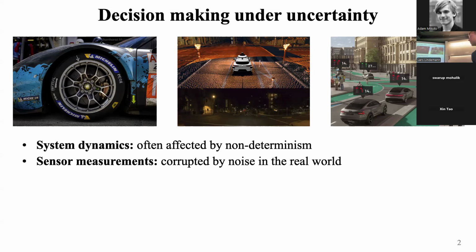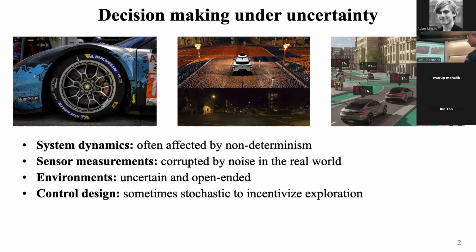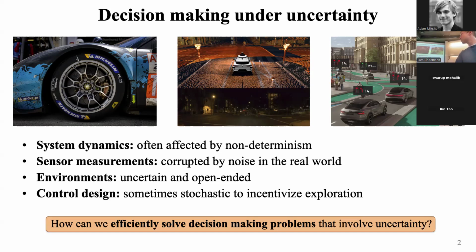Another, obvious reason is that you have sensor measurements. We just talked about partial observability. You may have sensors that may not capture all states or that may be corrupted by noise in some shape or form. We may also have an environment that is uncertain and open-ended, as we looked at. And sometimes even the control design itself is stochastic; if you look at some RL literature, the controllers are stochastic themselves. So there are various reasons to look at decision-making problems under uncertainty. The question is, how can we efficiently solve these decision-making problems which involve uncertainty?